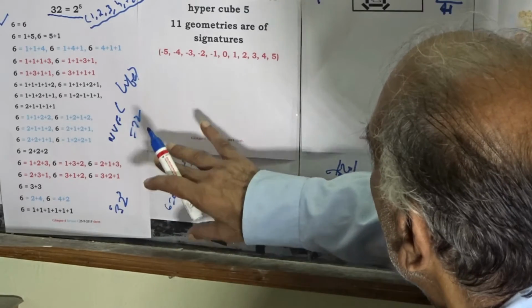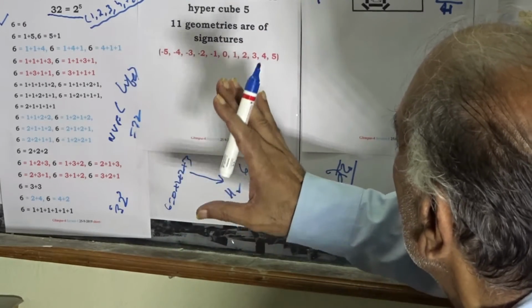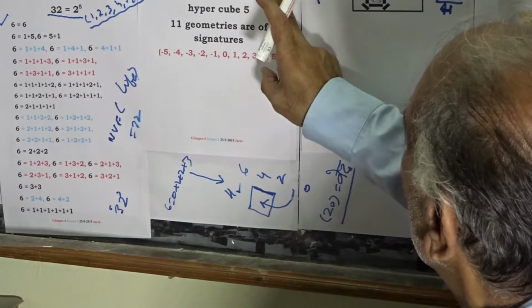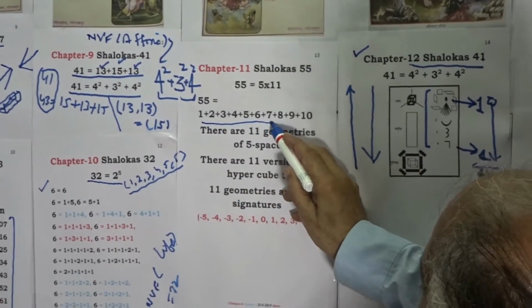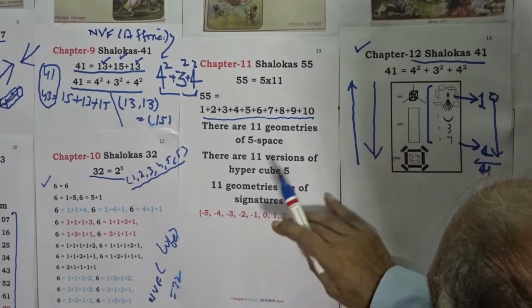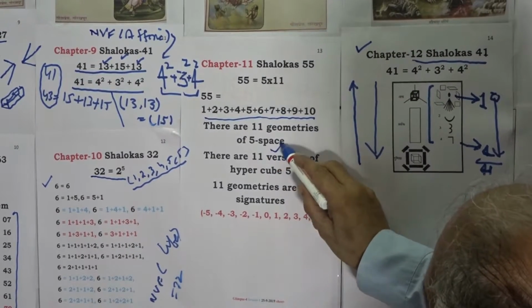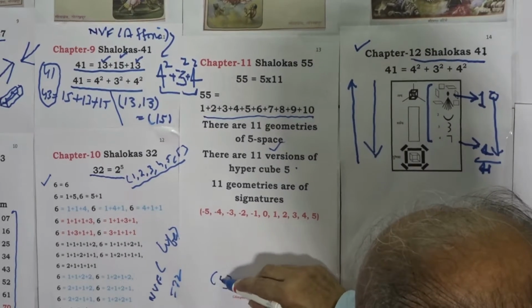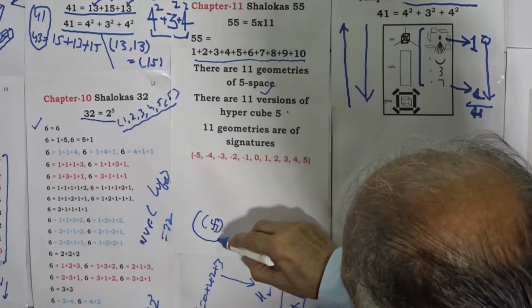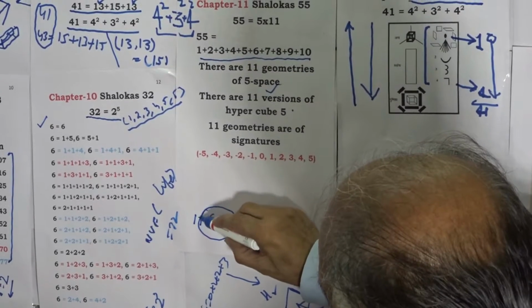A step ahead, value 55 is the value which gives us 5 into 11, and it is equal to 1 plus 2 plus 3 plus 4 plus 6, 7, 8, 9 and 10. We know there are 11 versions of hypercube 5. We know hypercube 5 is having creative boundary of a 10 components.